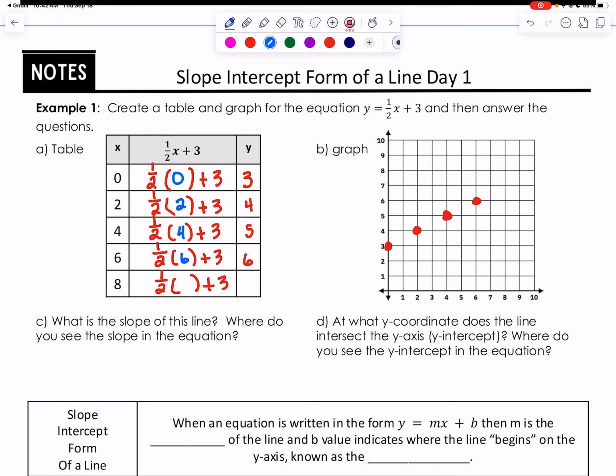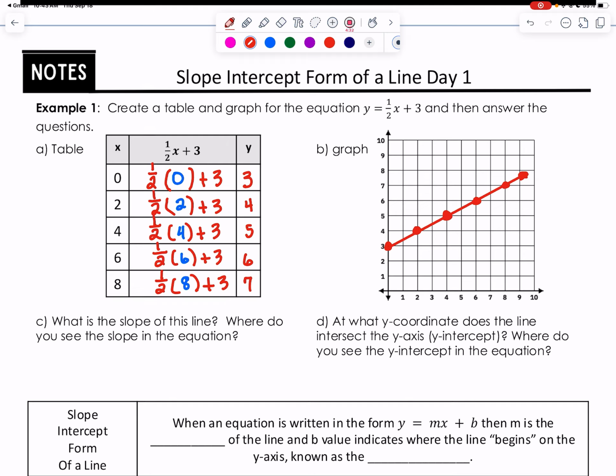And the last value of x they want you to evaluate for is x equals 8. So 1/2 of 8 is 4. 4 plus 3 gives me 7. So that means I have an ordered pair at 8, 7. Now notice that this expression, when graphed, formed a straight line. So let me kind of draw this in here. Kind of straight. And we could keep that going if we had more x values.